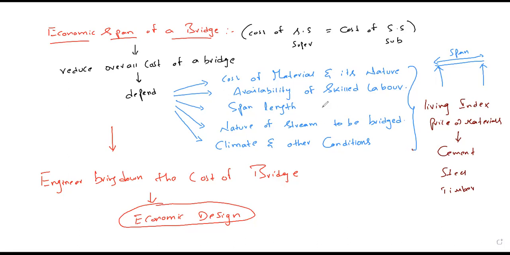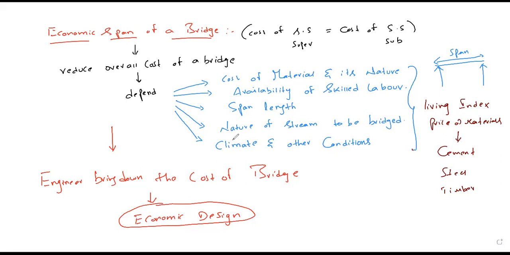Okay, we can't change all this. If we could change them, definitely it would reflect on the cost of the bridge. As we can't change them, definitely an engineer can bring down the cost of the bridge only by having an economical design. So that is going to be considered as the only variable items.